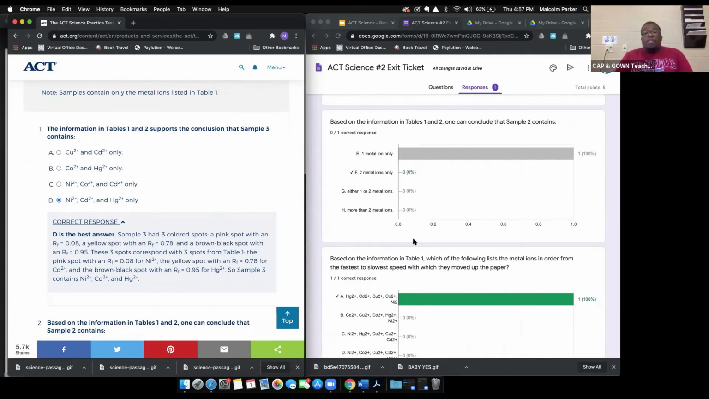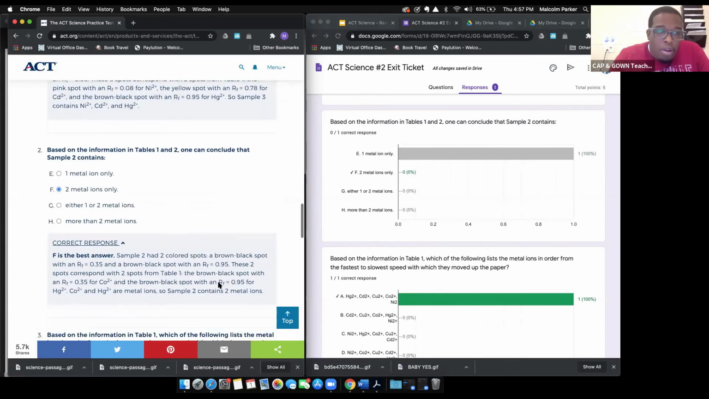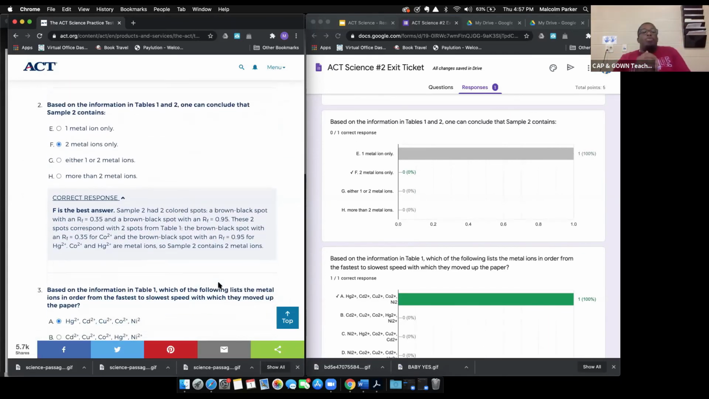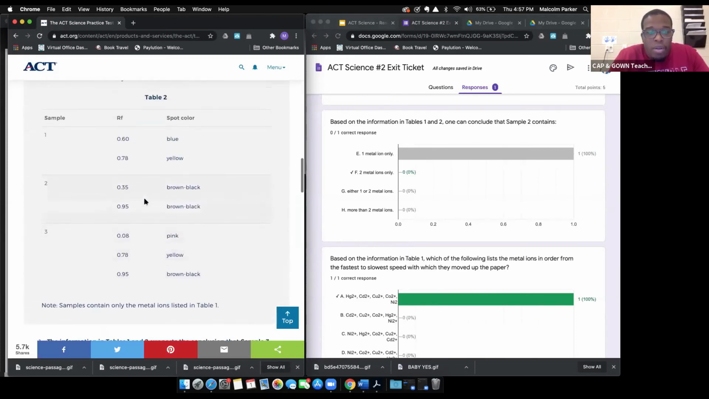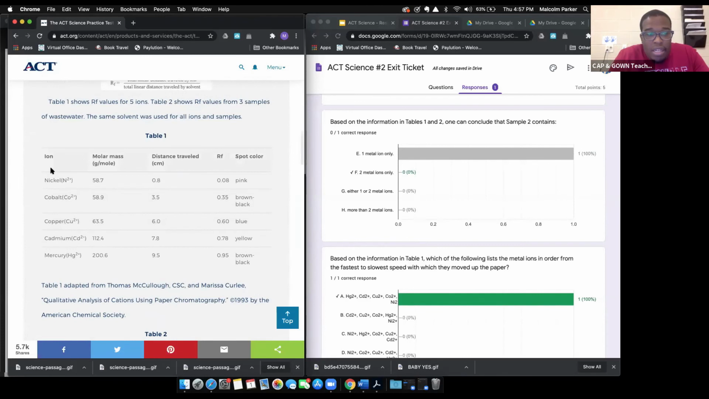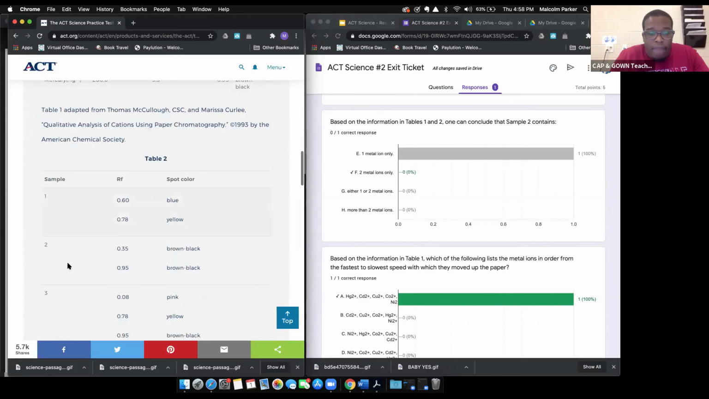So, all right, we missed the second question. Let's read that. Based on the information in tables 1 and 2, one can conclude that sample 2 contains what? You said 1 metal only. Okay, here's why it's two metals. Let's look. Number one, we know that all of these responses here are metals. Nickel, cobalt, copper, cadmium, mercury, right?